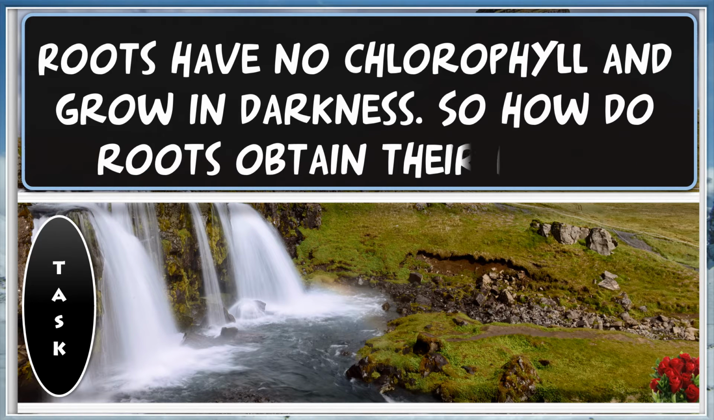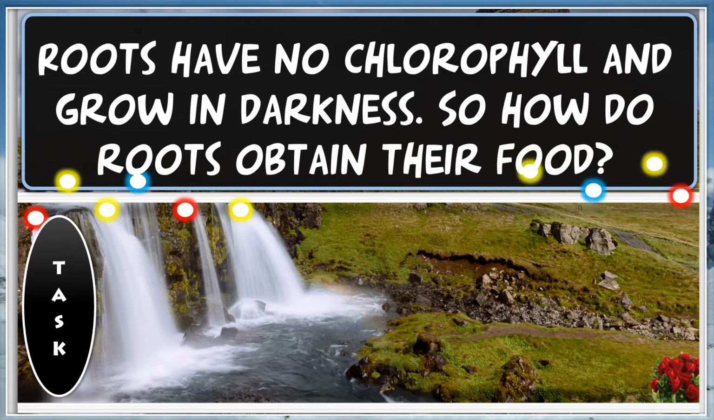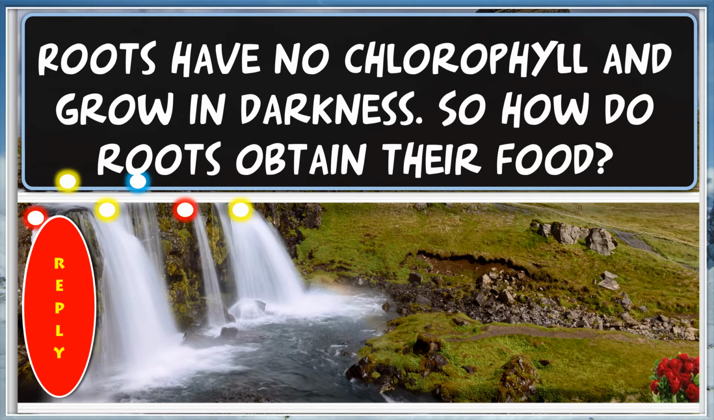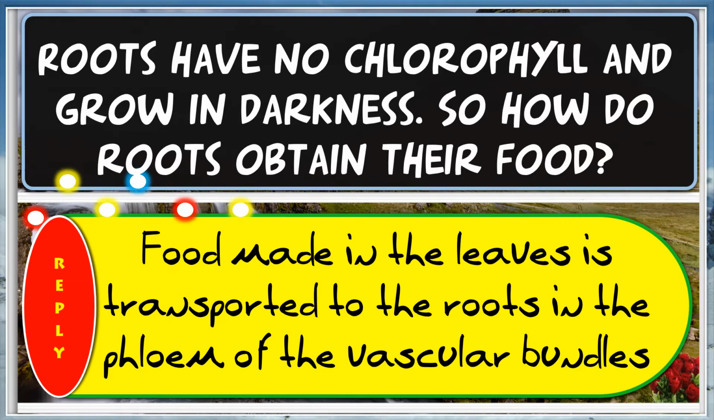Roots have no chlorophyll and grow in darkness. So, how do roots obtain their food? Food made in the leaves is transported to the roots in the phloem of the vascular bundles.